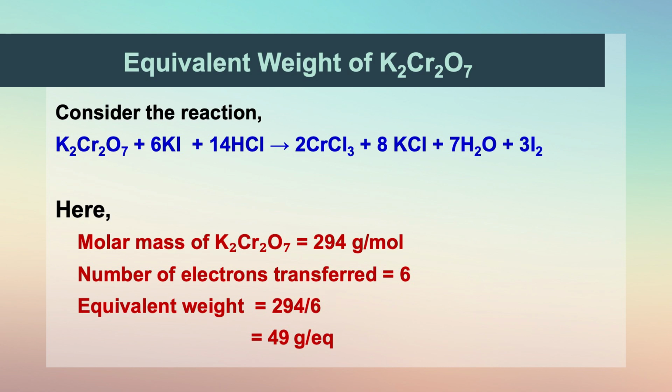K2Cr2O7 + 6KI + 14HCl gives 2CrCl3 + 8KCl + 7H2O + 3I2. This is a very popular reaction that we have learned in the titrations involving iodine. Look at this reaction. It is very clear that the molar mass of potassium dichromate is 294 gram per mole. The number of electrons transferred during the process is 6, and the equivalent mass of potassium dichromate equals 294 divided by 6, that is equal to 49 gram per equivalent.